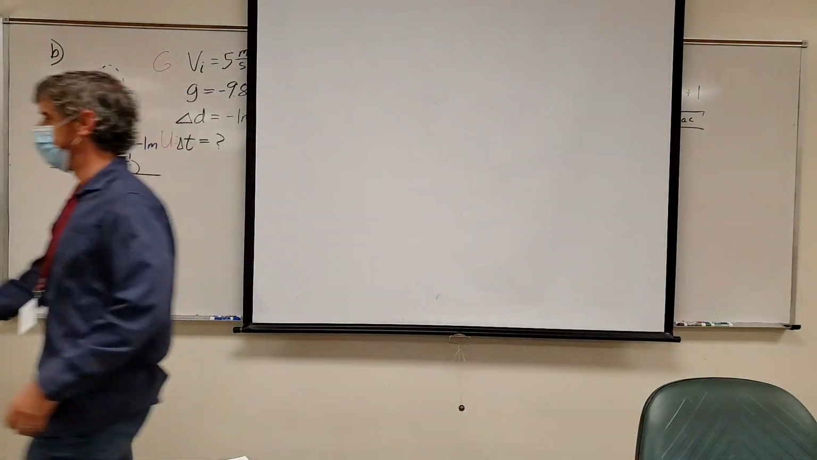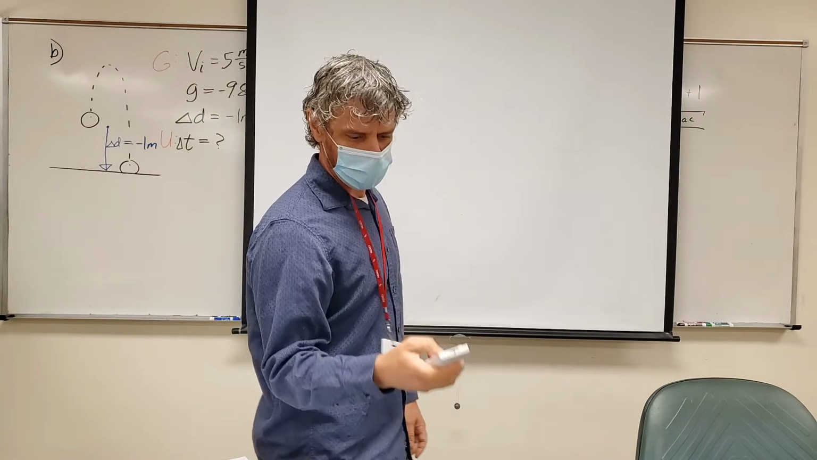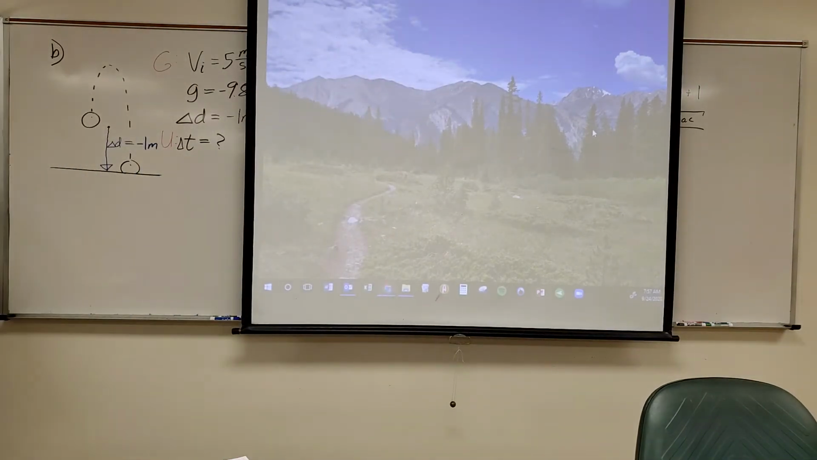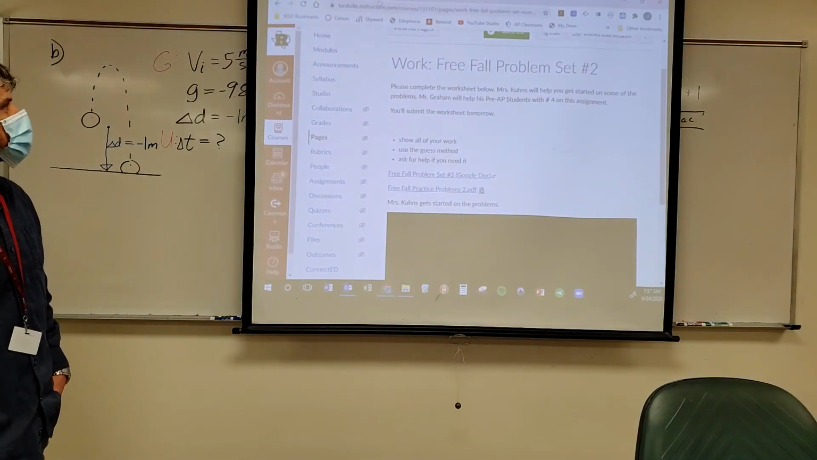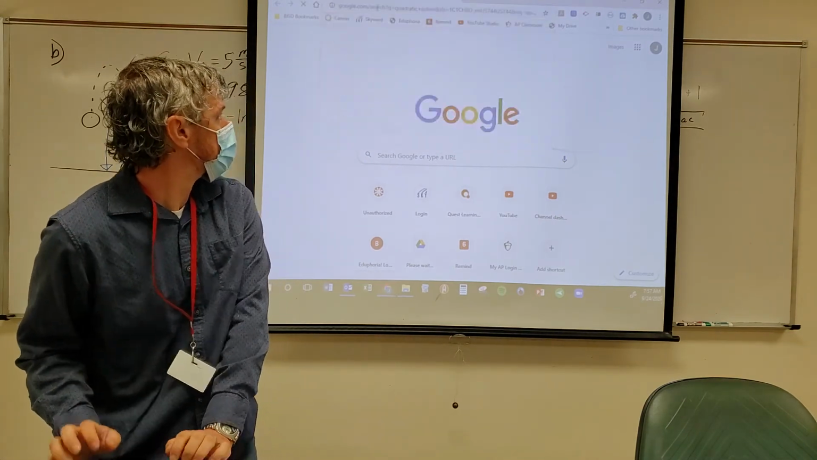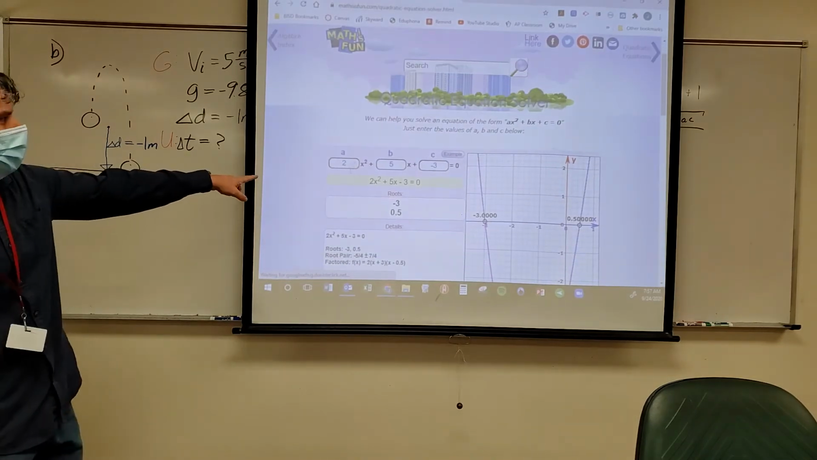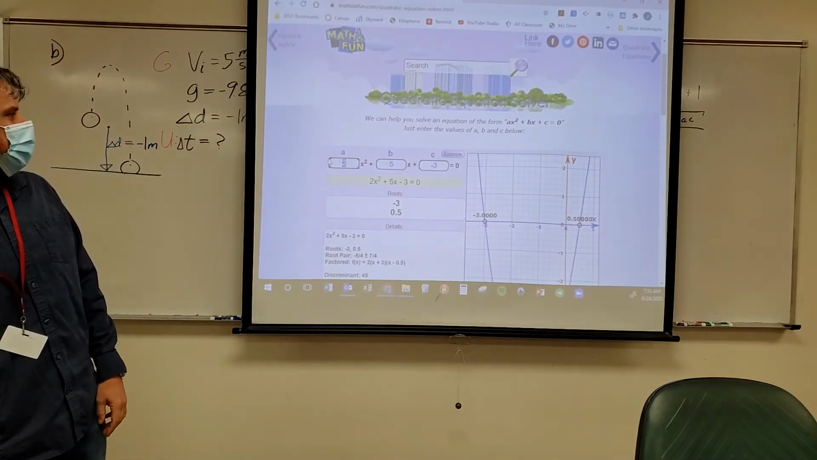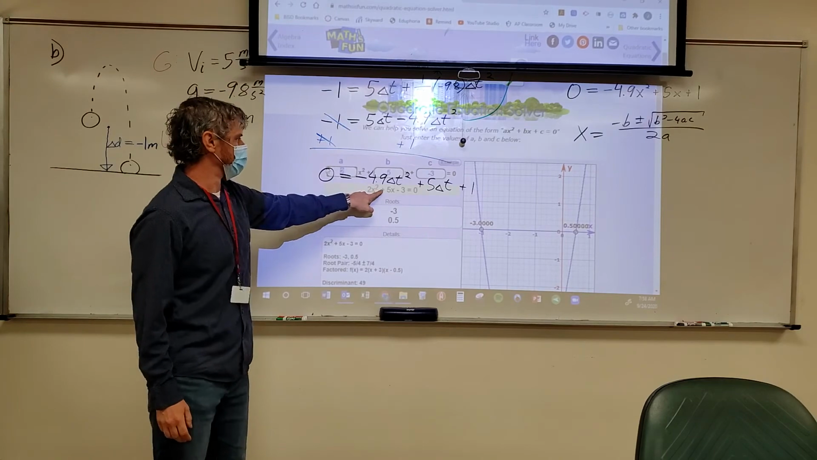But especially since y'all will have access to your computers when doing all this stuff all year long, the easiest thing to do, unless you just use your calculator, because those fancy calculators make solving quadratics really easy too. The one that I like to do, it's the first one that pops up, if you just type quadratic solver, first one that pops up, math is fun. You put in your A, you put in your B, you put in your C, and it just spits out the answer. And so our A, sorry about that, is negative 4.9.